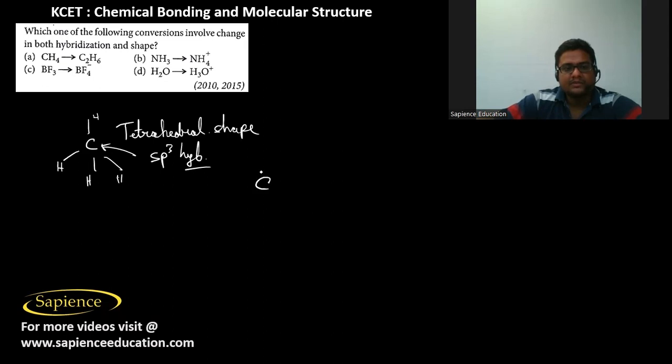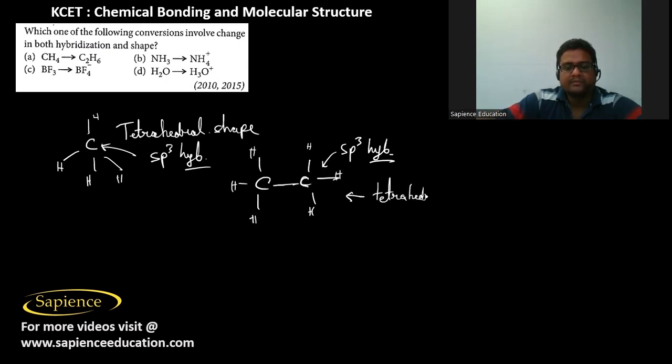And in C2H6 also we have 2 carbon atoms which are linked with 6 hydrogen atoms, and for each carbon we have sp3 hybridization, and so for each carbon atom the shape will also be tetrahedral. So that is for option A, and for option B we have NH3.